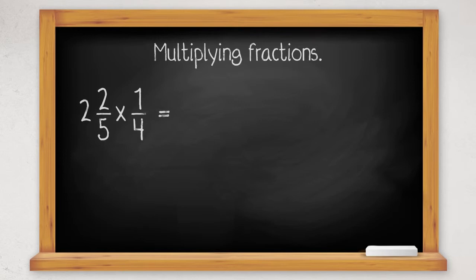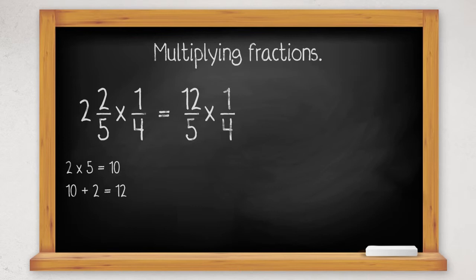The first step is to change any mixed number into a top-heavy fraction. To change 2 and 2/5 into a top-heavy fraction, we say 2 times 5 is 10, plus the 2 is 12. So we have 12 over 5 times 1 over 4. Multiplying the top numbers together and the bottom numbers together gives 12 over 20.